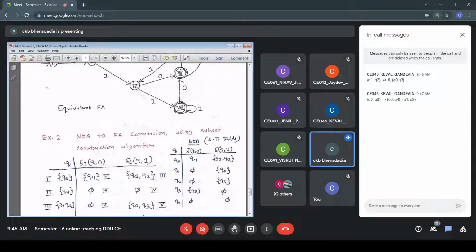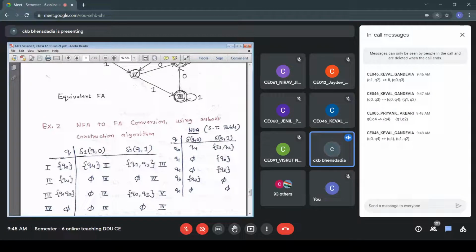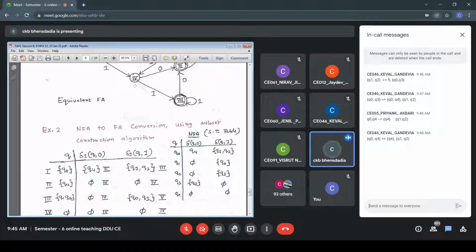And because every subset is mapped into a state, we need to define transition from phi also. As it is a subset, it means it is a state. And in the case of DFA, we need to define transition from every state. So phi is also ultimately a state. In fact, there is no transition from phi, so it is phi, phi, phi.